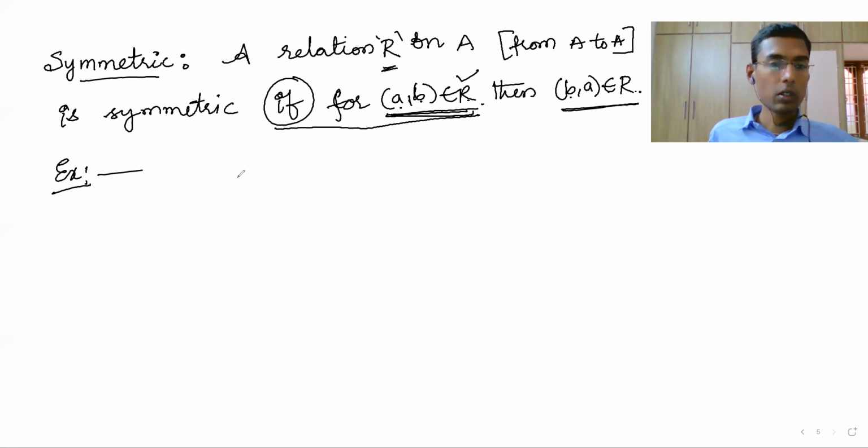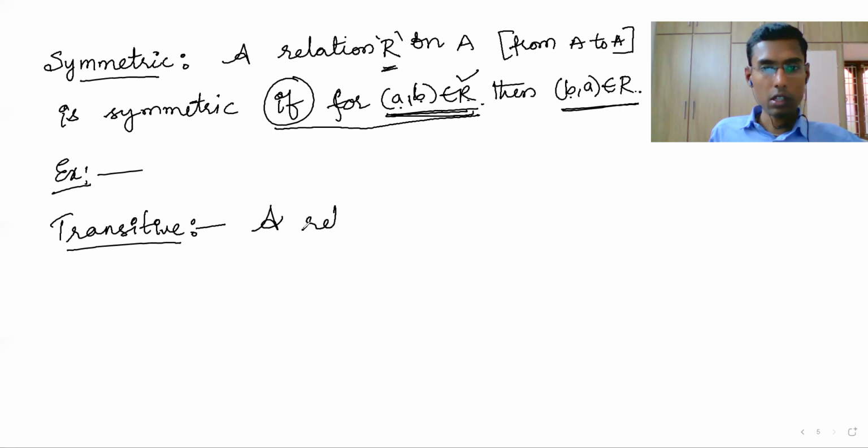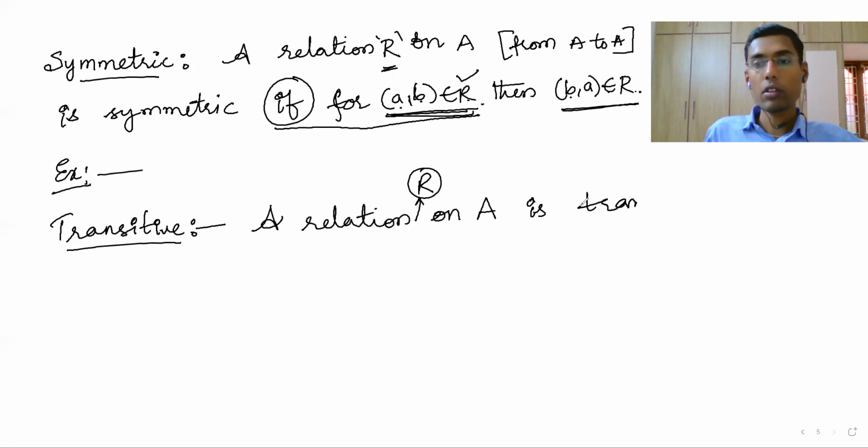All right. So we need not give more examples. Symmetric, got it, right? Shall we go for transitive? What is transitive? Same thing. We'll write a relation on A. A relation R on A is transitive.